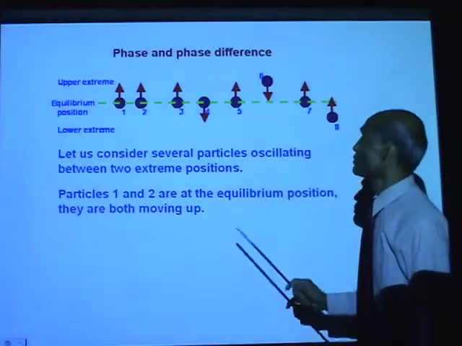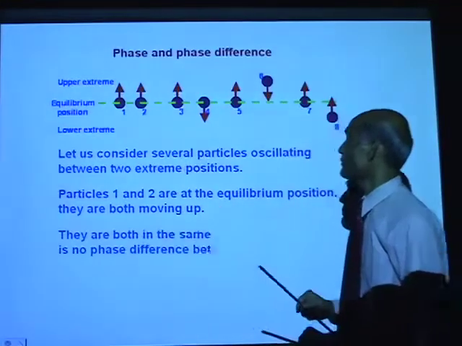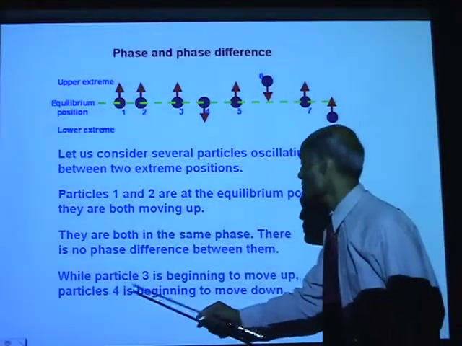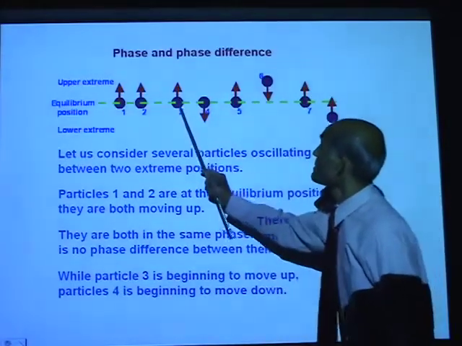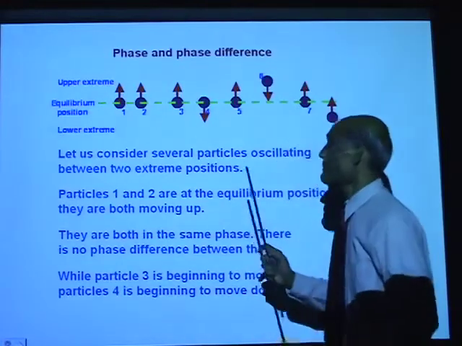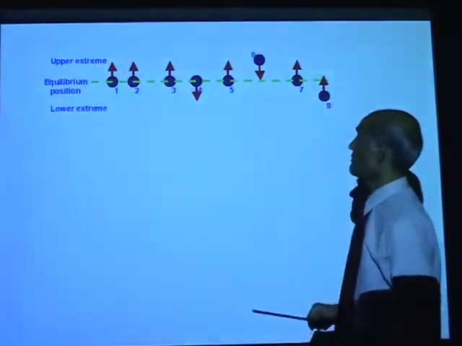Right. Particles 1 and 2 are in phase. They are in the same phase. Whereas particles 3 and 4, what is the phase difference we said? The phase difference is pi. That means they are completely out of phase.